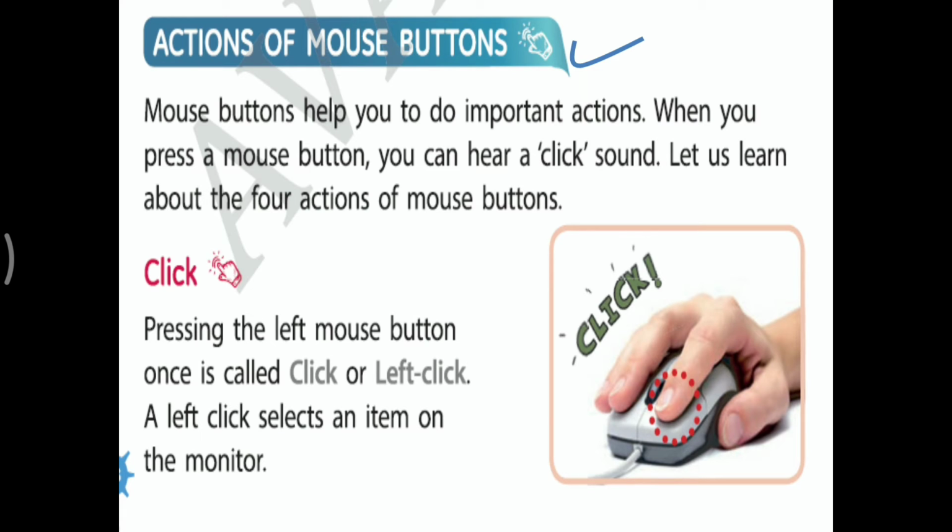So students, mouse buttons help you to do important actions. Yes, when you press a mouse button, you can hear a click sound. Yes, like click. Let's learn about the 4 actions of mouse buttons. First here is click. Students, pressing the left mouse button. First we will do the left mouse button. Pressing the left mouse button once is called a click, or we can call it a left click.